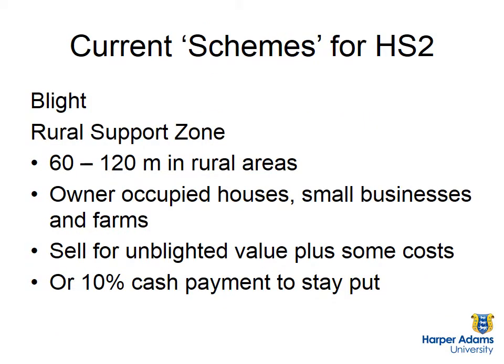So, the current schemes for HS2: we have one part of the route which is covered by the statutory blight procedures. That's where land is actually required and the zone has been safeguarded in respect of Phase 1. We also have a rural support zone which extends from 60 to 120 metres in rural areas where owner-occupied houses, small businesses and farms will be considered for purchase, and HS2 will buy these properties for their unblighted value plus some costs. As an alternative, it's also possible to apply for a 10% of value cash payment to stay put.